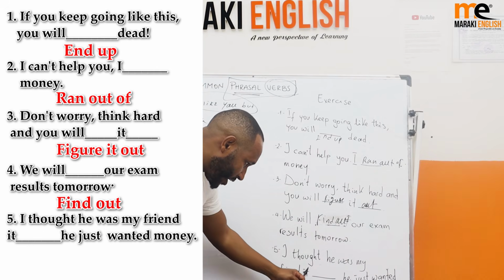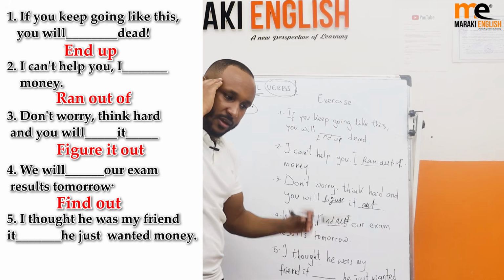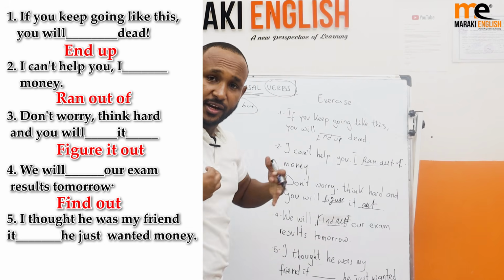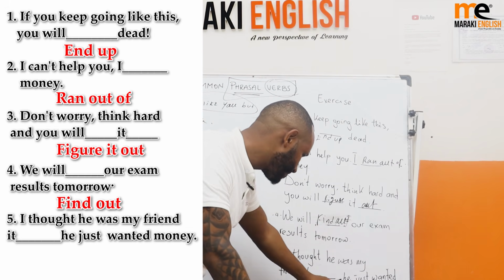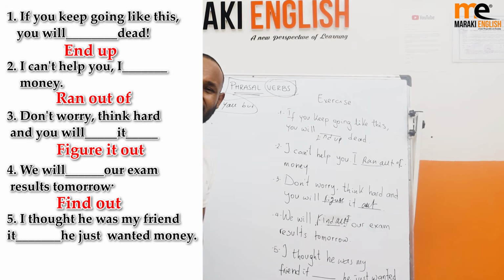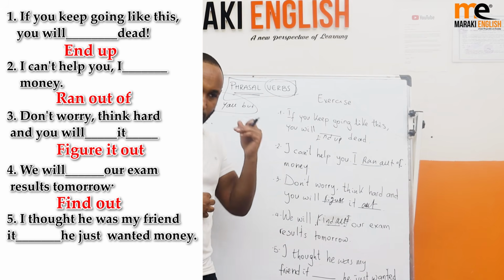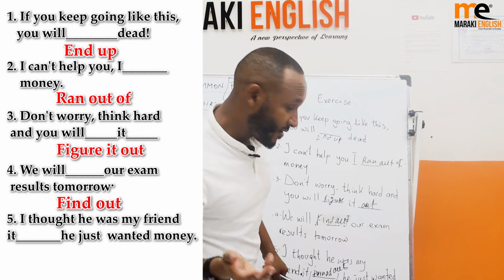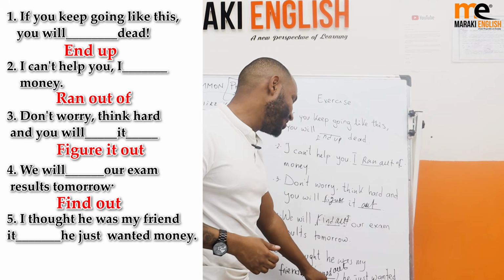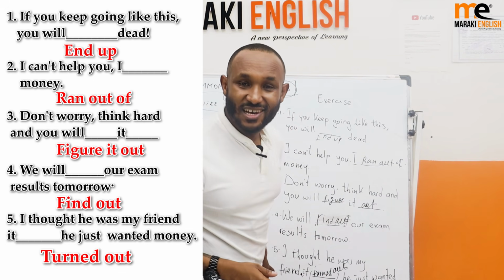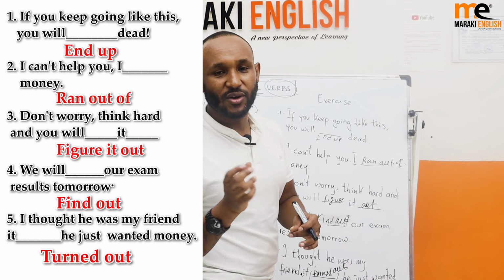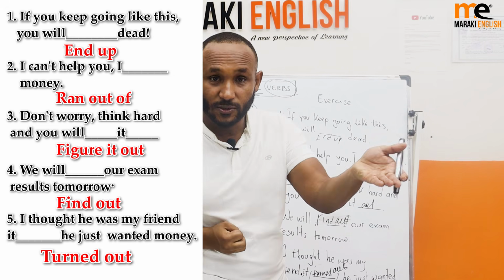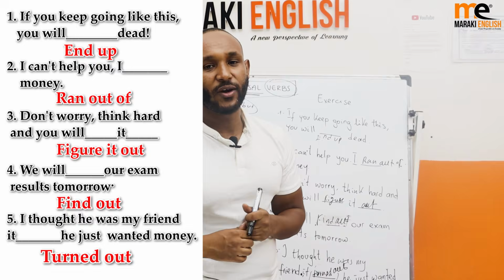Last one. I thought he was my friend. You see? In my mind, I'm thinking he's my good friend and I liked him. But he just wanted money. The reason he was with me is money. What I expected and the reality wasn't the same. The answer for number 5 is: I thought he was my friend. It turned out he just wanted money. But sometimes in spoken English, you can leave it and say turned out or turns out. Both are fine.